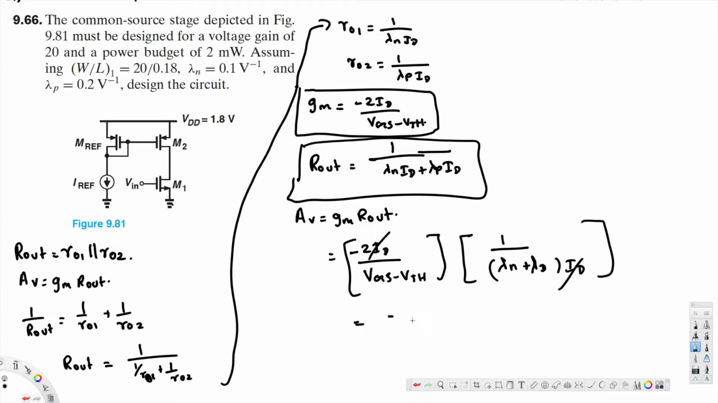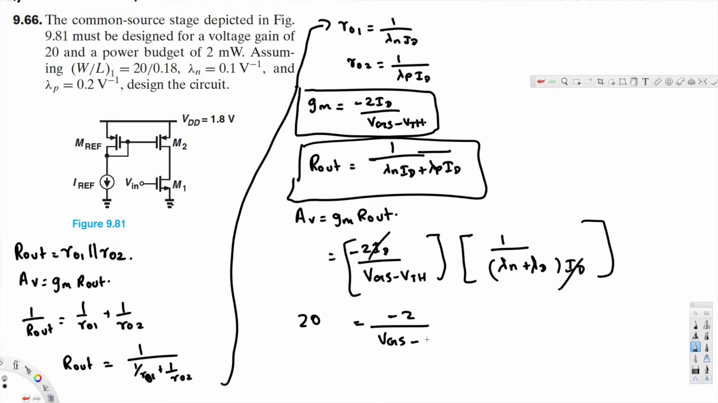From this one we can calculate VGS, because V threshold is 0.4, that's a constant value, and we have AV, that is 20, minus 2. Let's plug all the values. VGS is what we are going to find. V threshold is 0.4, and here we have 1 over lambda n plus lambda p. Lambda n is 0.1 plus lambda p is 0.2, and from this if we solve for VGS, that gives us 0.73 volts.